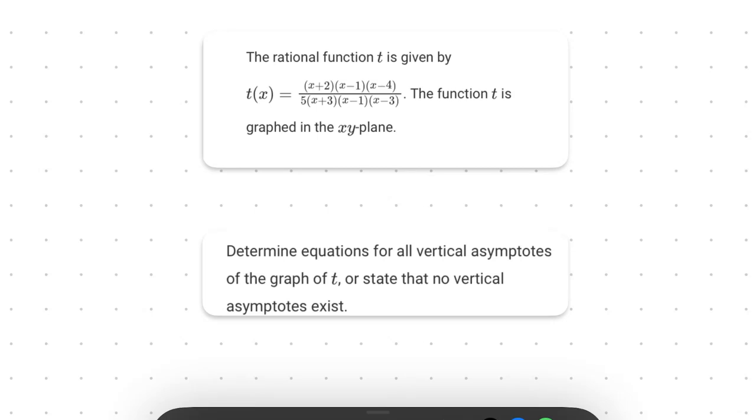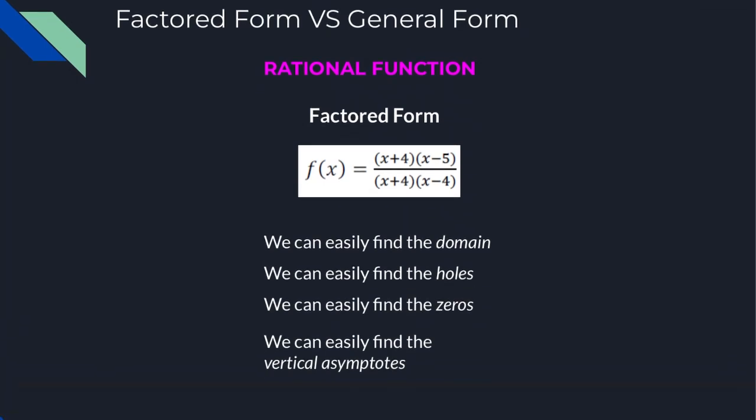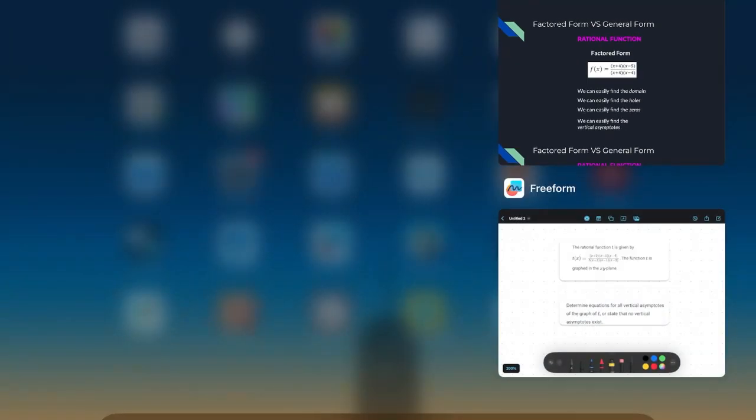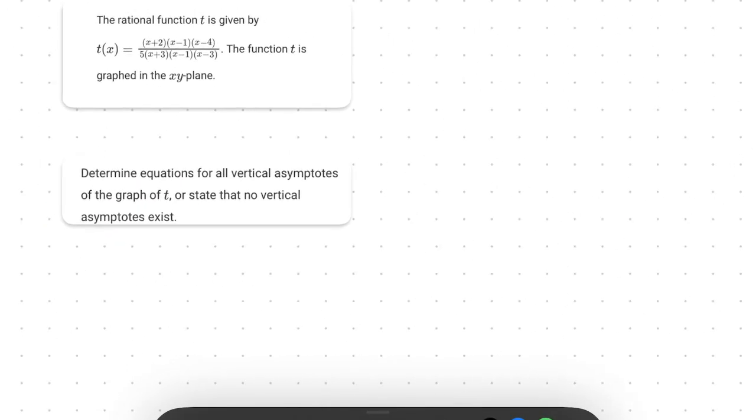So first, we notice that this function is in factored form. And remember, what does factored form help us by finding? Again, we can look at the slides that we had. And here, factored form of a rational function helps us find the domain, holes, zeros, and look at that, vertical asymptotes. How can this function help us find vertical asymptotes exactly?